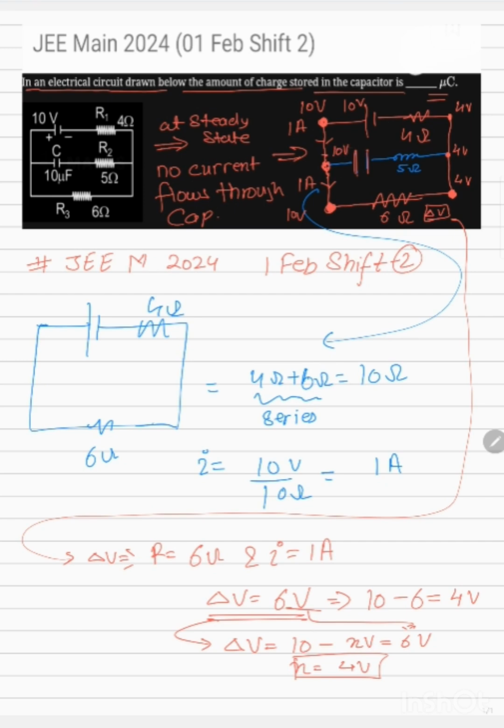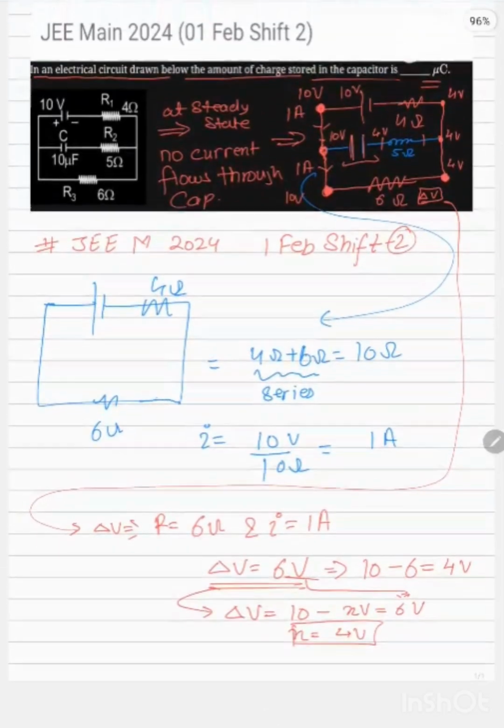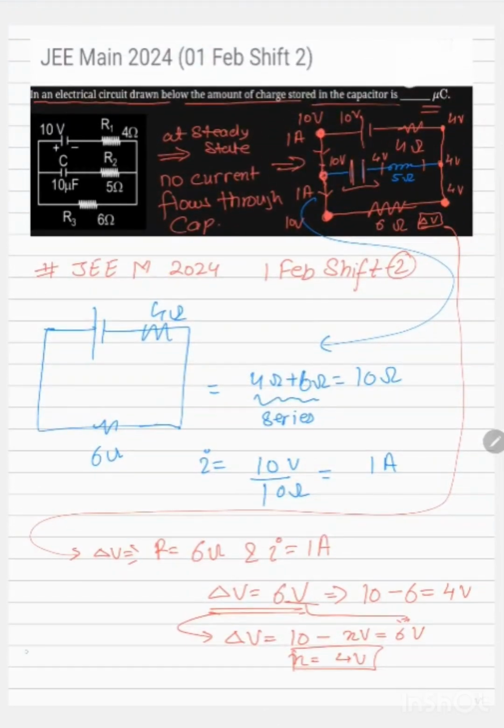of 6 ohm. Now that 4 volt is continued to the top as there is no resistance, and in the case of the 5 ohm resistance, I didn't take that delta V because no current is flowing through the 5 ohm resistor. So 4 volt will continue to the capacitor, and the capacitor will have a potential difference of 6 volt. Why? Because 4 volt is on one side and 10 volt is on the other side. So the potential difference of the capacitor is 6 volt.